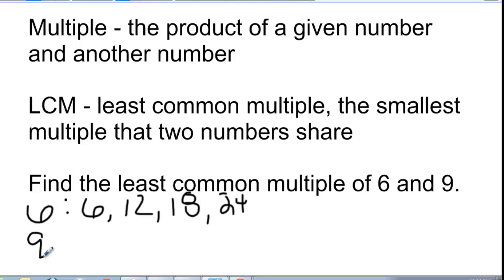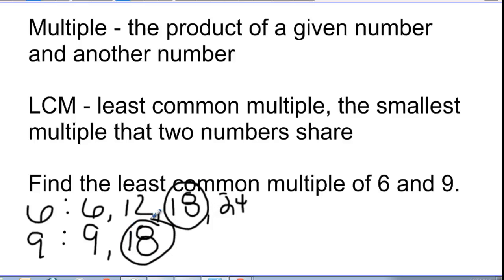So I'm going to now start listing the multiples of 9, and 9 times 1 is 9, 9 times 2 is 18, 9 times, oh, I don't have to go anymore. I have 18 and 18. And that is the smallest number that those two numbers share. So 18 is the least common multiple, or LCM, of 6 and 9.